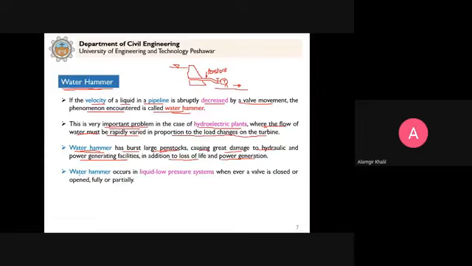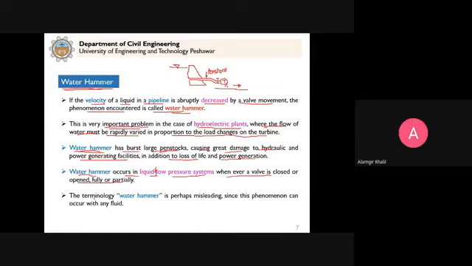Now this water hammer occurs in liquid flow pressure systems, whenever a valve is closed or opened fully or partially. So remember, in liquid pressure flow systems in pipes, this water hammer phenomenon can occur whenever a valve is closed or opened fully or partially. Clear? So this terminology that we use, water hammer, is the name given to this phenomenon.